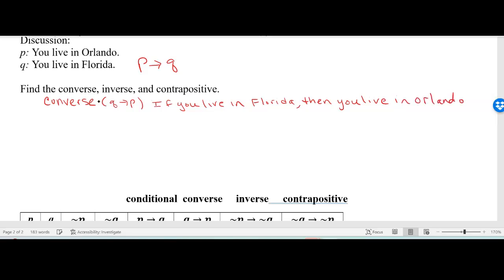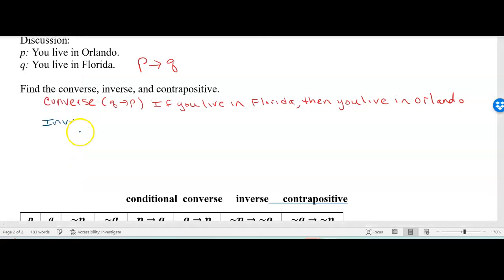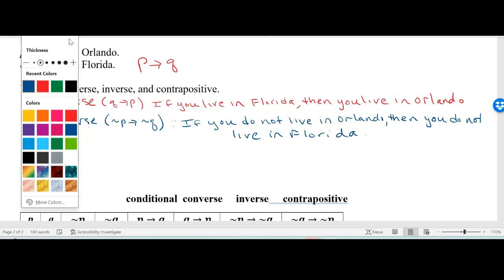That would be the converse. All right, now let's do the inverse. Well, remember the inverse is basically you're inversing the conditional. So that would mean I would say if you do not live in Orlando, then you do not live in Florida. That would be the inverse.